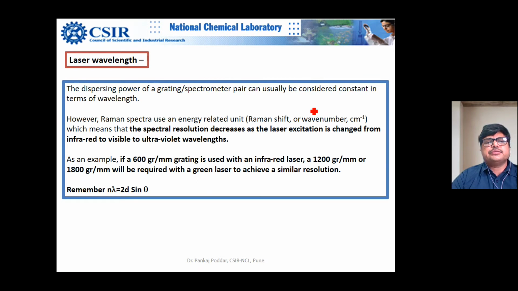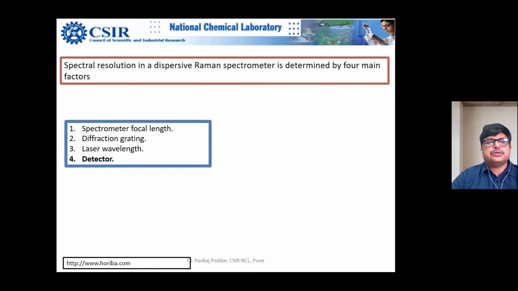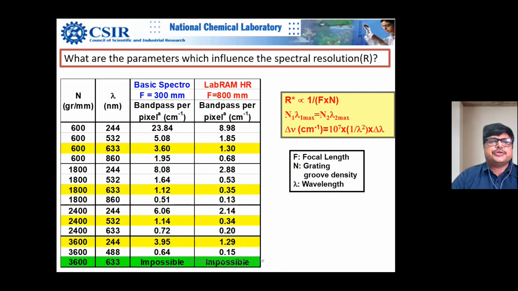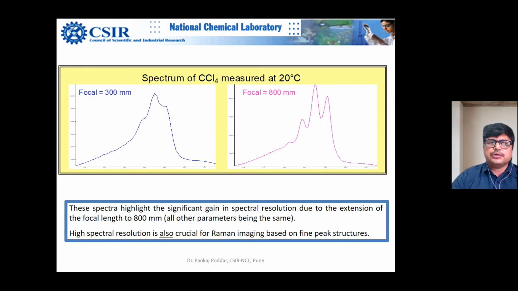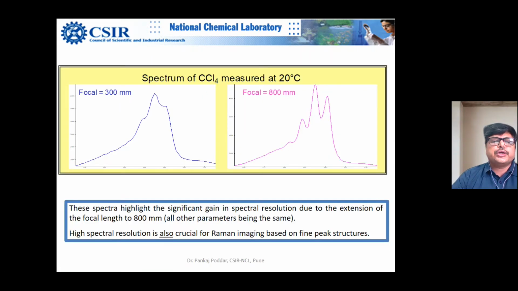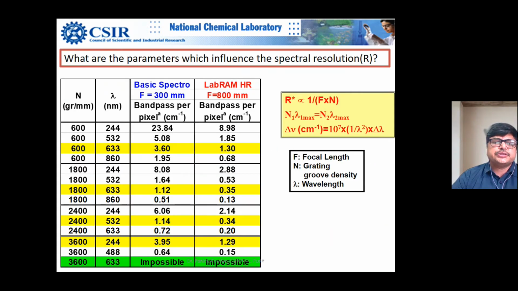And obviously laser wavelength also plays a role, and the detector also plays a role. I'll not go into the detector part, but you can look at this table, which shows a summary of how the band pass per pixel changes if you change the grating type and wavelength. It's beautiful data. I think you can correlate from this table what I just explained.